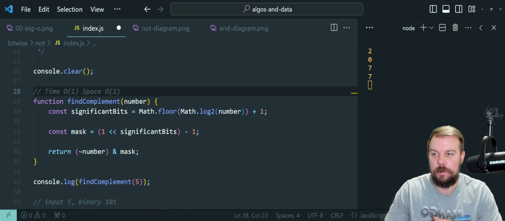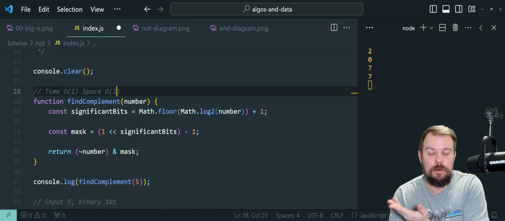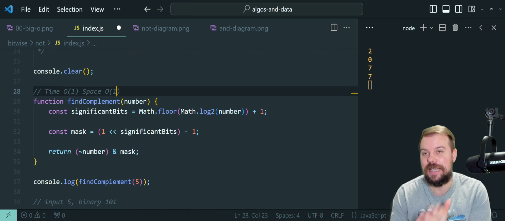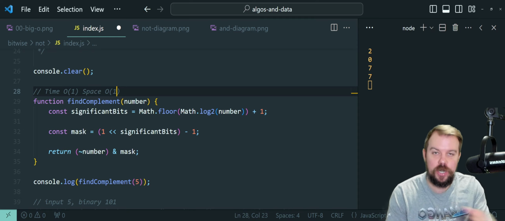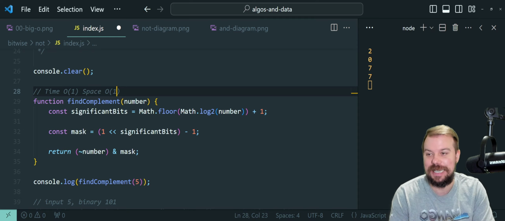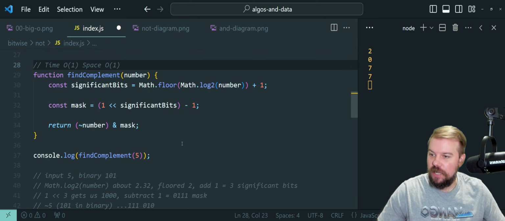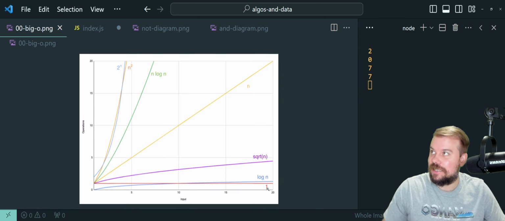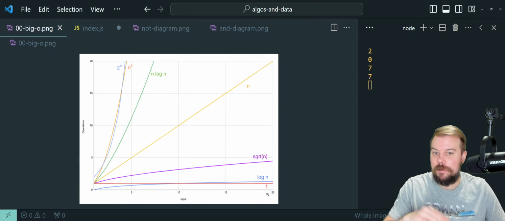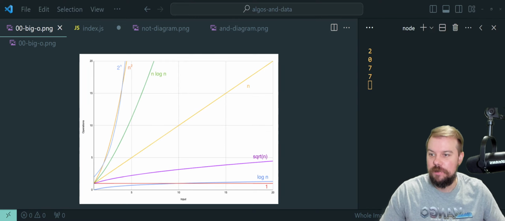It does not require to grow. The bigger the number gets, significant bits and mask aren't going to grow to be massively larger anyway. Because remember, these things always are stored as the same 32-bit length, even though we don't see it. So that's why it is a constant space. But that means, again, on the graph, it is literally just the straight line at the bottom. That's as awesome as it can possibly get.